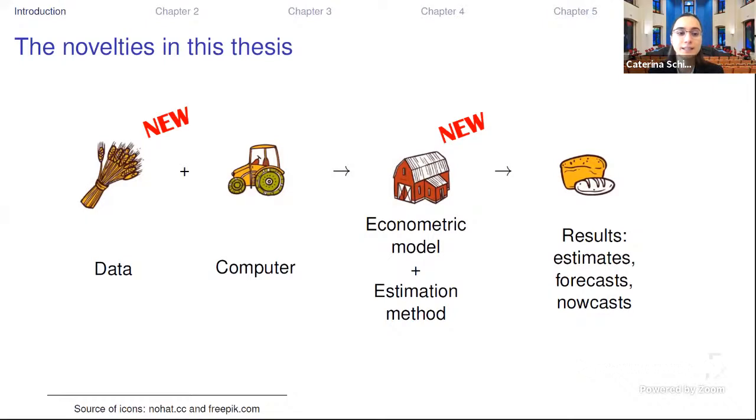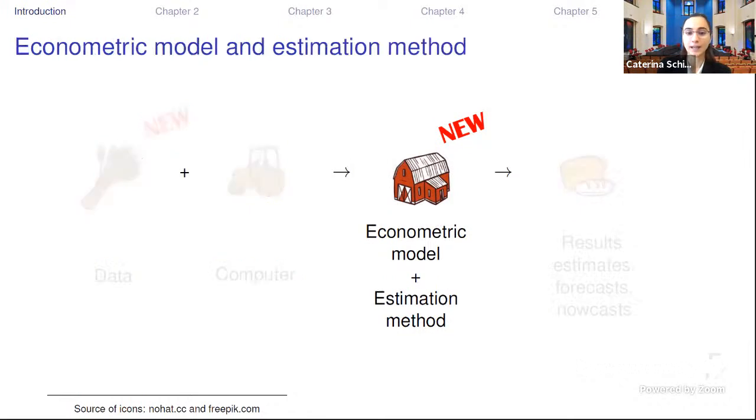Now, the novelties of my thesis are represented by the data that I use and by the econometric methodology. And of course, also the results will be new by construction. I would like to spend just a couple of words on the methodological part. You can think of the econometric model as the flour mill that is used to process the grain, and of the estimation method as the power that is used to make the mill work. Without power, the mill is useless. You could use different types of power, which can be manual or electric energy, and based on the type of power that you use, you will get different types of bread, and some may be better than others.